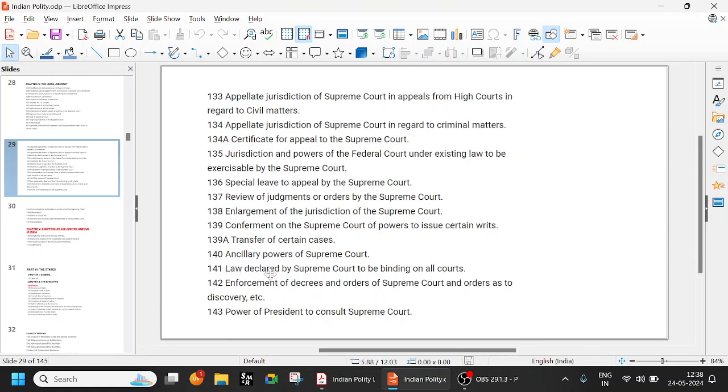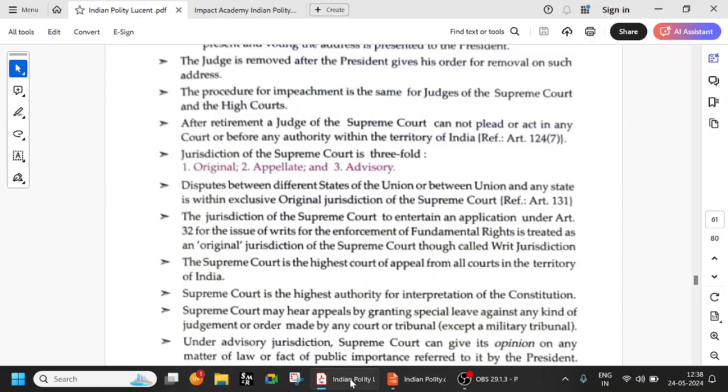And 141 is also very important: law declared by the Supreme Court is binding on all courts. So that is why in India we say we have a unified judiciary.